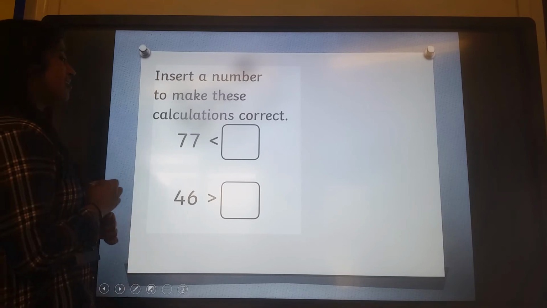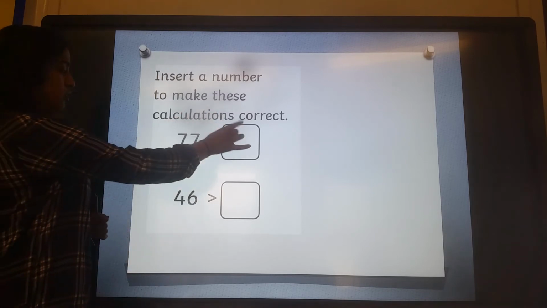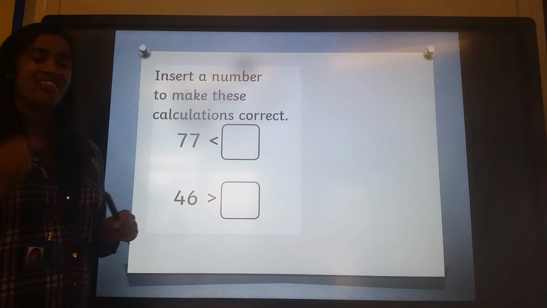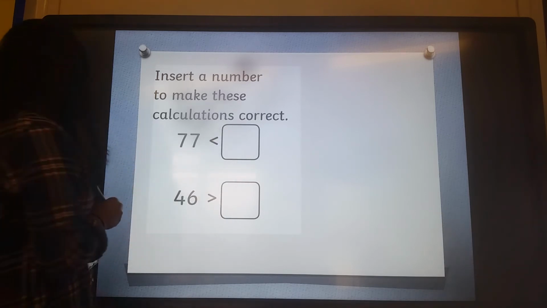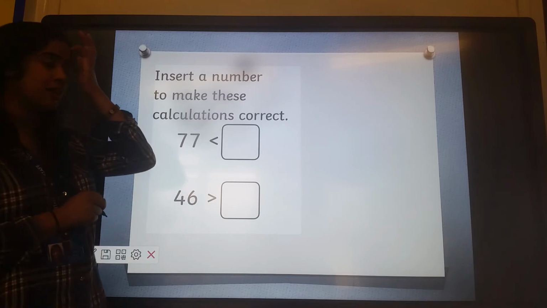Insert a number to make these calculations correct. So look at the signs carefully and think about what number can go in these squares. Off you go. Are we ready? Okay, let's have a look.